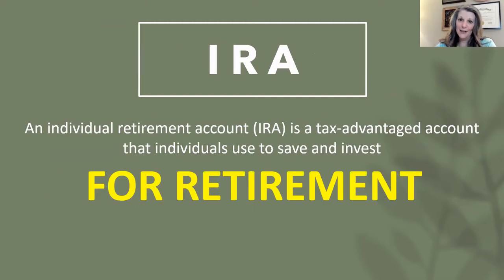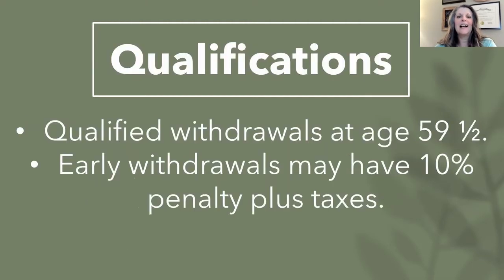IRAs are for retirement. That means that you should wait and not take money out of IRA accounts until you're 59 and a half. Very strange that they picked 59 and a half, but that's the number. And it's important to know this because if by chance you plan to retire early, before the age of 59 and a half, an IRA might not be the best thing for you.